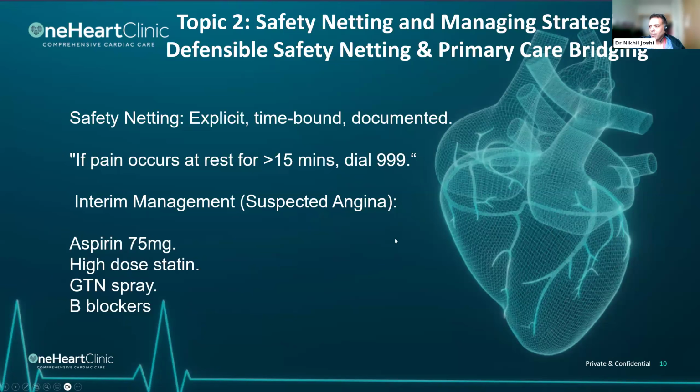You can't wait for the secondary care to establish patients on these treatments. So you're going to start them on aspirin, on high dose statins, on GTN and beta blockers as an interim measure till they're seen by the cardiology clinic.